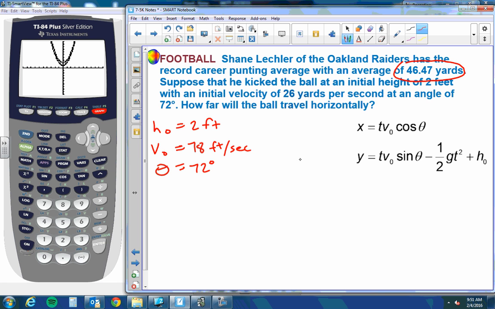All right. Now, we want to find how far it travels horizontally, which the horizontal equation gives us, except we don't know how long it was in the air. So what we're going to do is use the vertical equation to find how long it was in the air. And how do we know when it stops flying? When height is 0, right? So let's set it up like this.